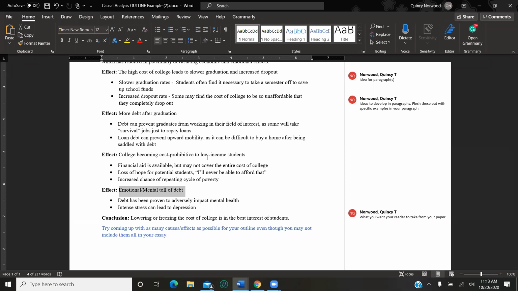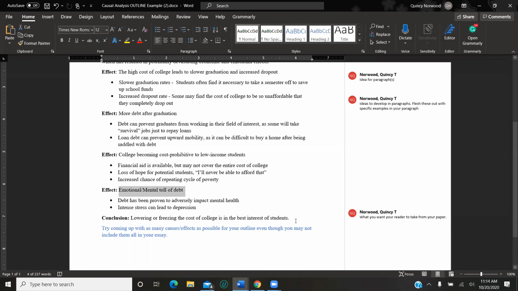But emotional toll of debt: debt has been proven to adversely impact mental health. And just that phrase, has been proven, means I have to bring in a source to show that. And then intense stress can lead to depression. Now we're thinking, man, I made this investment, 5 years of college, 6 years of college, whatever, and all I got out of it was debt. It's sad, but sometimes that's the thinking.